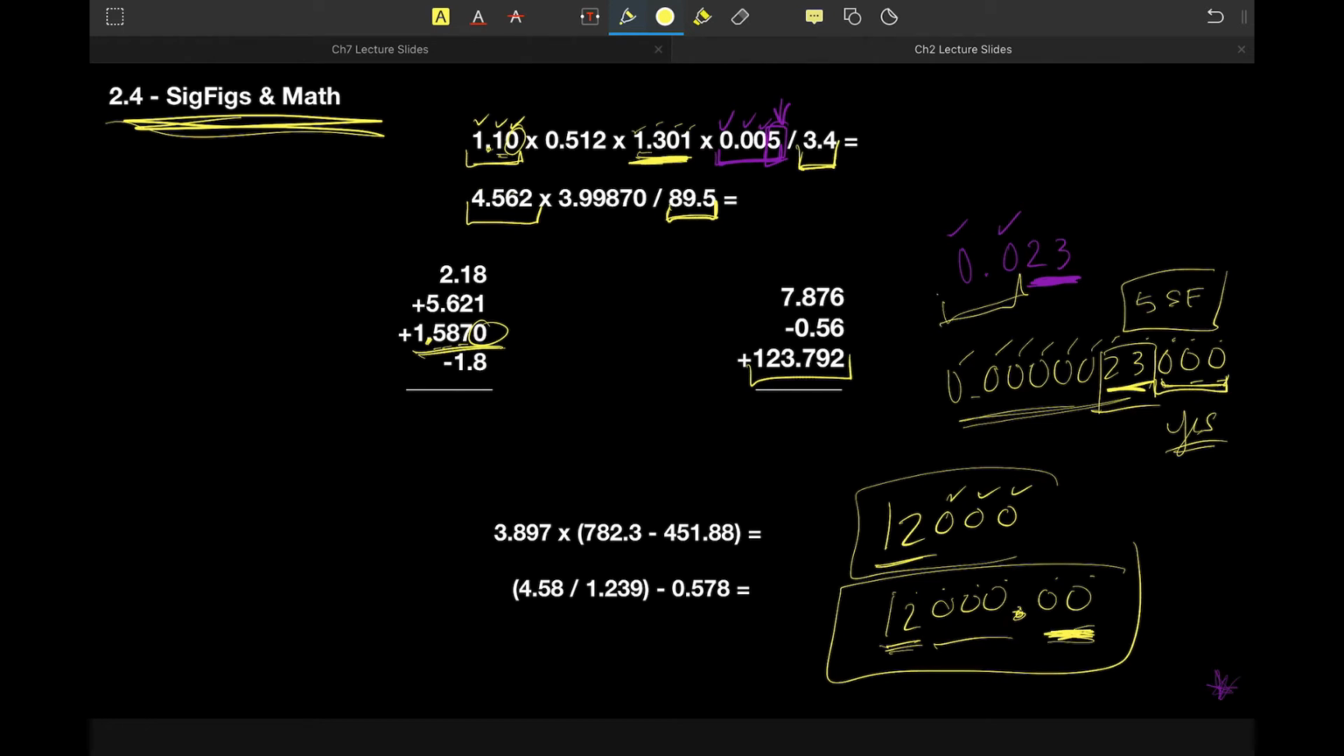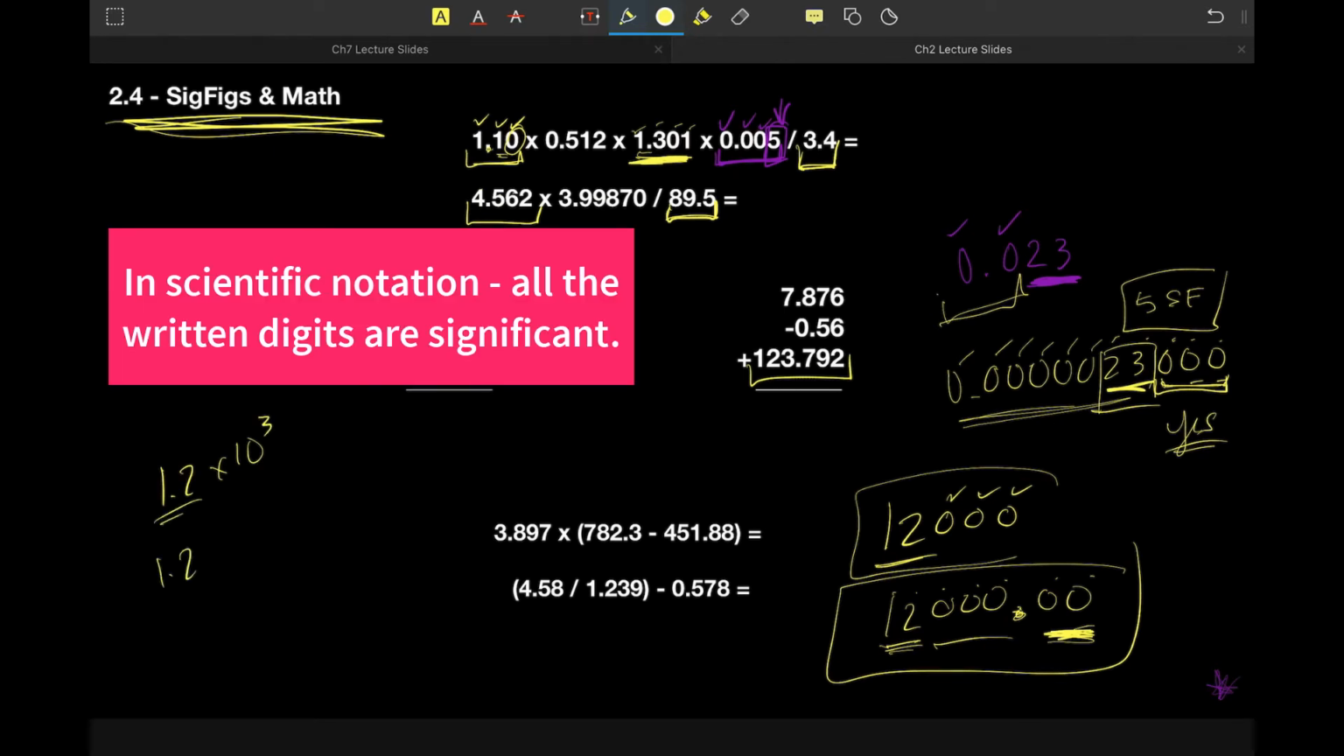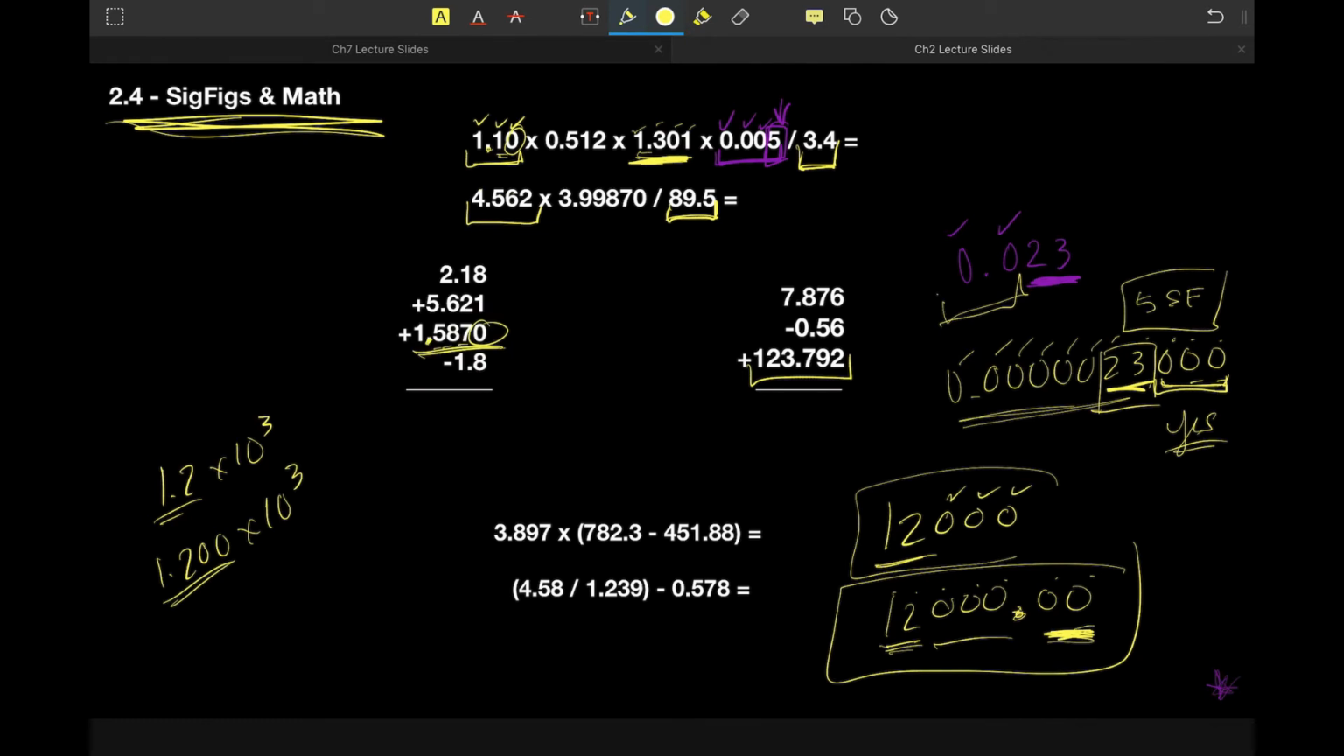All right, and then scientific notation would be the last place where there might be some gray area, but the beauty of scientific notation is if we write it, it counts. So 1.2 times 10 to the third, 2 sig figs. 1.200 times 10 to the third, 4 sig figs. Scientific notation is always a great way to make sure that you are expressing the right number of sig figs.